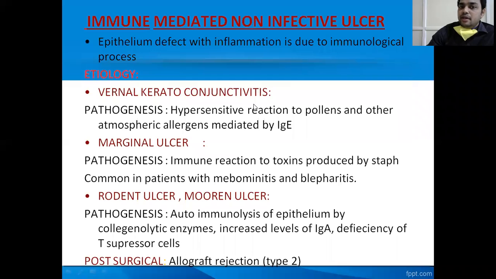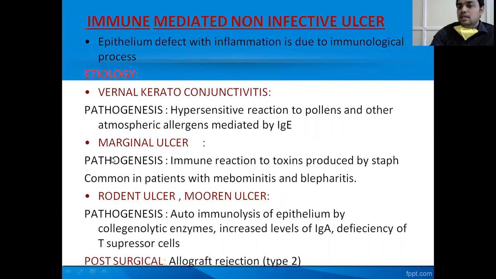And immune-mediated non-infective corneal ulcers examples are in vernal keratoconjunctivitis. It is an allergic conjunctivitis. Here, this vernal keratoconjunctivitis is because of the hypersensitive reaction to the pollen grains and other outside atmospheric allergens mediated by the IgE. Here we see shield ulcers.